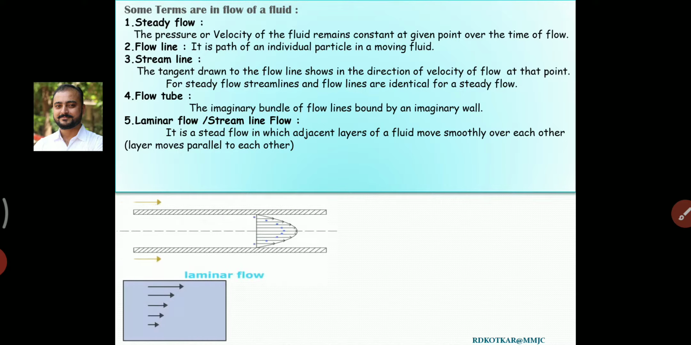Okay, so what you observe here is that there are many more particles present, and these particles are moving simultaneously. All reach a particular point. So what is the meaning here? It shows that it is a steady flow in which the adjacent layers of the fluid move smoothly over each other. That flow is called laminar flow or streamline flow.